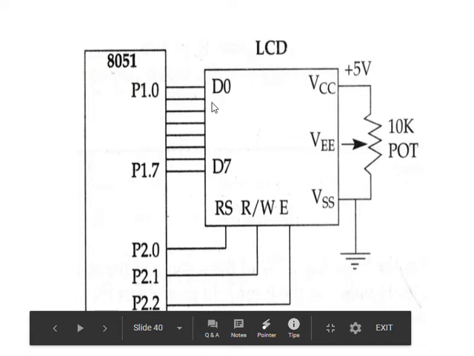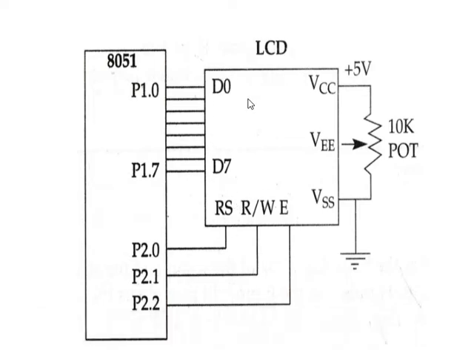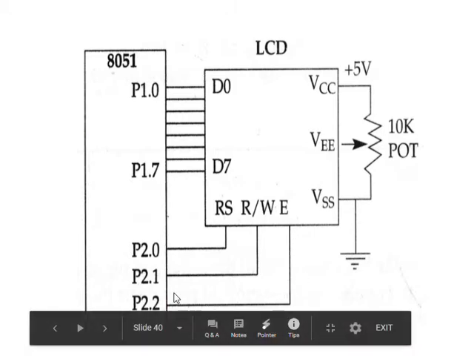See, this is the data bus of the LCD, D7 to D0. This should be connected to a port of 8051. Here we have connected it to port 1. Then there are the register select, read write and enable pins. They are also connected to different port pins of 8051. As you can see, RS is connected to P2.0, read write to P2.1 and enable to P2.2.